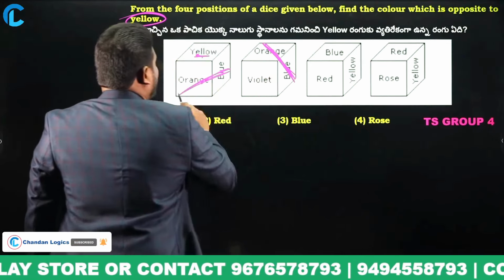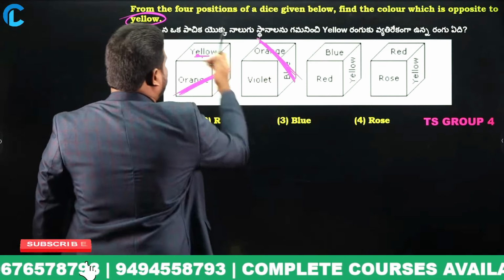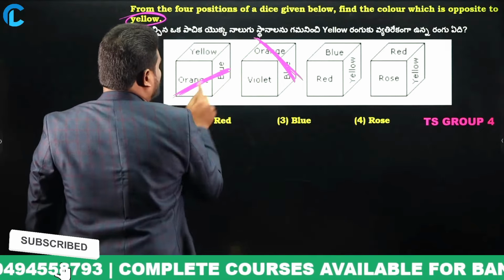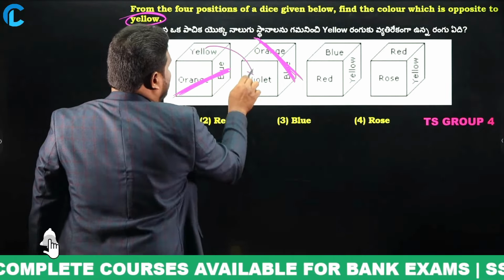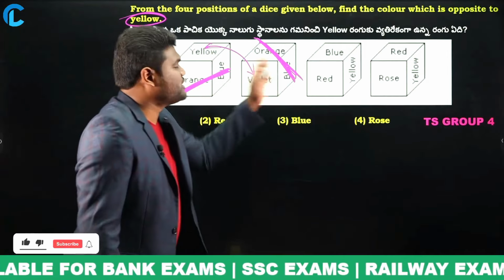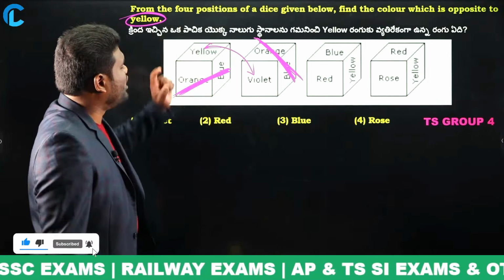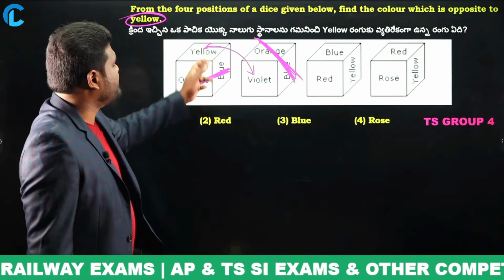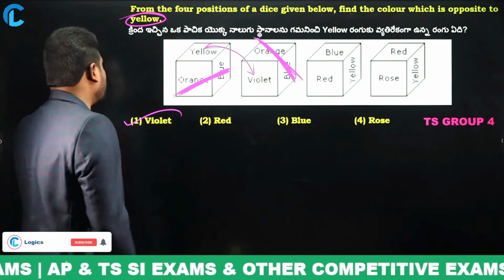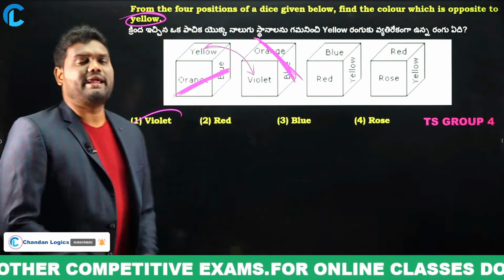Now observe carefully. Whenever we have 2 elements common, the remaining 2 elements are opposite. That is what we have learned. Yes or no? When we have 2 elements common, left out surfaces are opposite. Here the left out surface is yellow, here the left out surface is violet, which means yellow opposite will be violet. Is that clear?